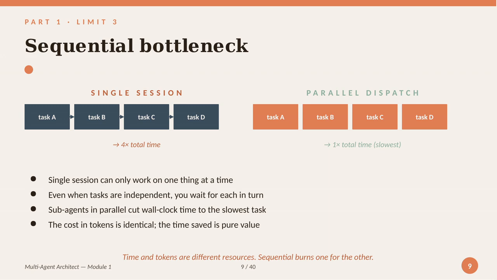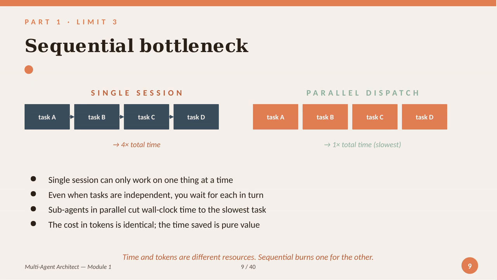Same tokens, both versions consume the same amount of model compute. Different time, parallel cuts wall clock by roughly 4 times when you have 4 independent subtasks. The cost in tokens is identical. The time saved is pure value. The constraint is the work has to permit. Subtasks need to have no shared mutable state and no order dependency. If task B needs task A's output, you can't run them in parallel.